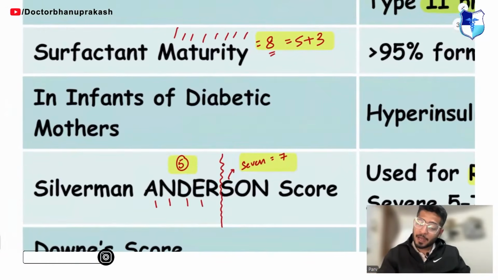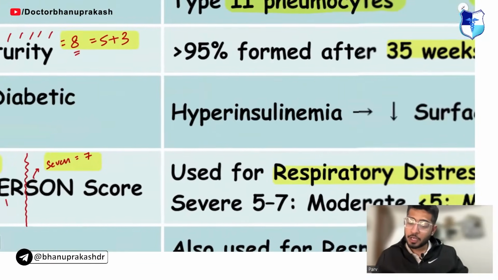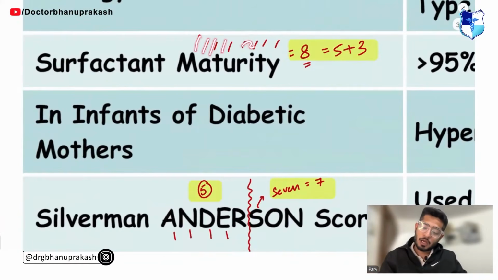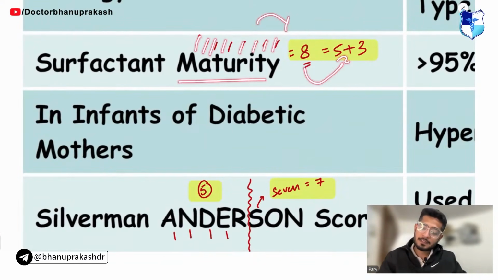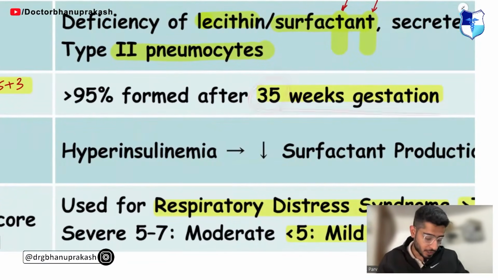Now the surfactant maturity. In which week of gestation is the surfactant maturity going to occur? 34, but it is 35. How to remember? See, maturity, MATURITY. You have 8 letters, so 5 plus 3 is 8. So surfactant maturity is going to come after 35 weeks of gestation.